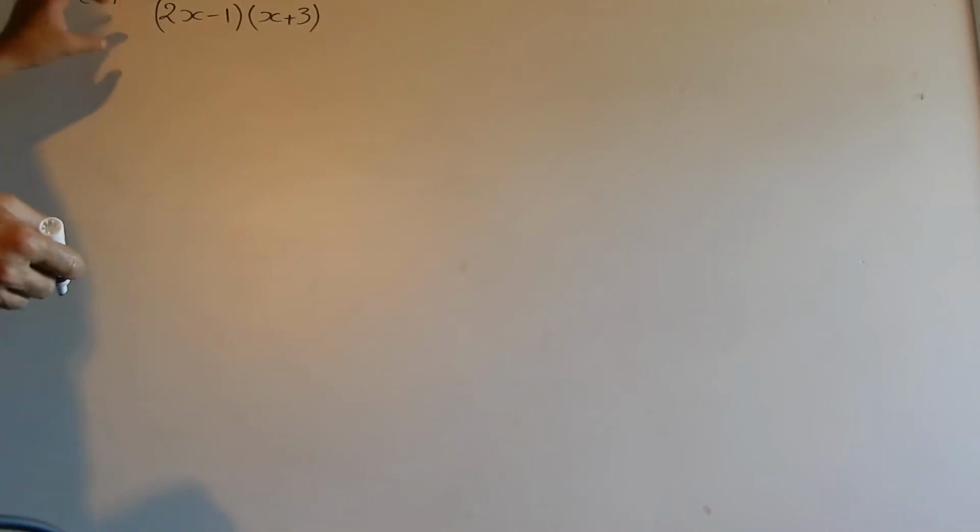Today we can study the rational function and the graph of this function. The function today is f of x equals x plus 1 over 2x minus 1 times x plus 3. First of all, I'm going to determine the domain of f of x.